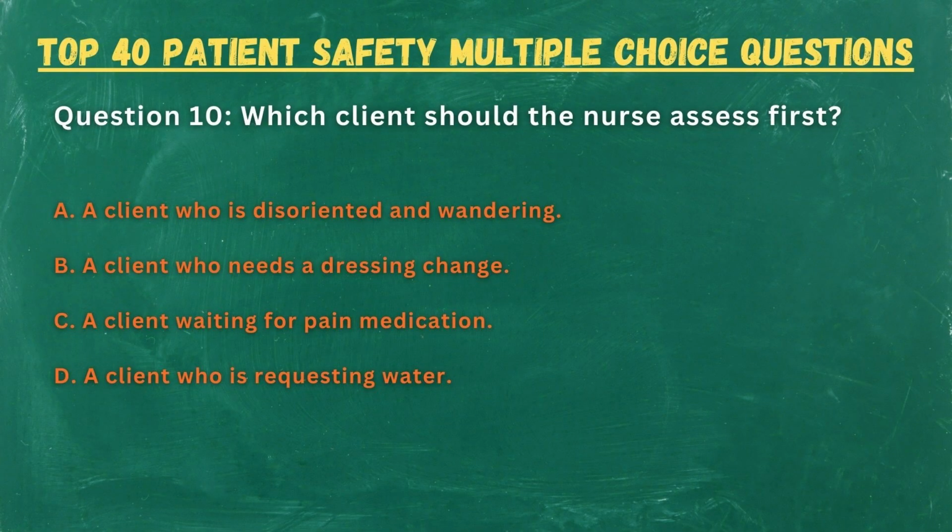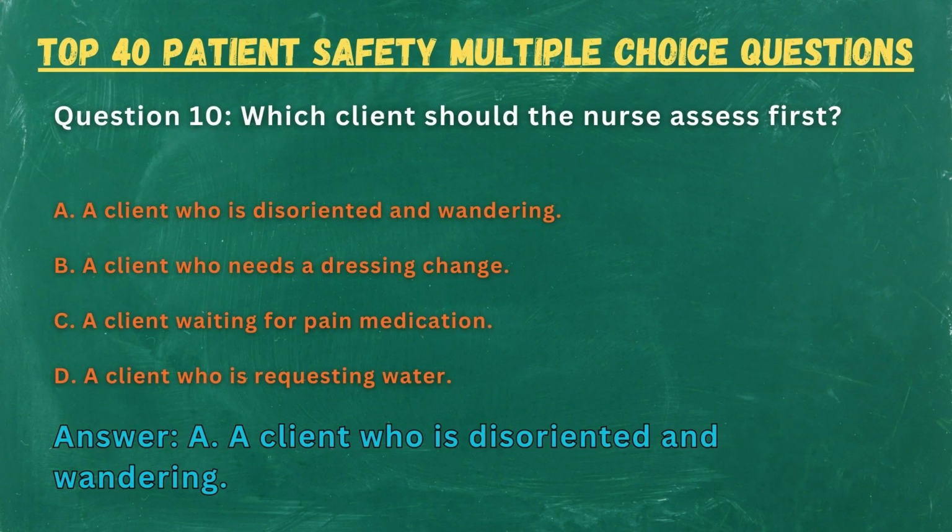Question 10. Which client should the nurse assess first? A. A client who is disoriented and wandering. B. A client who needs a dressing change. C. A client waiting for pain medication. D. A client who is requesting water. Answer: A. A client who is disoriented and wandering.